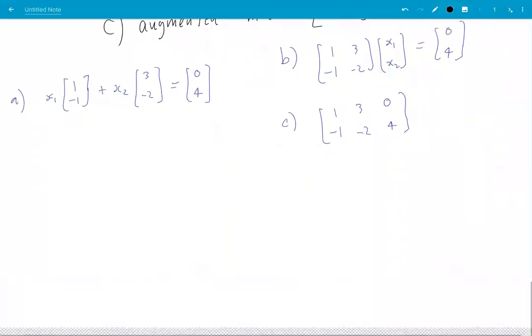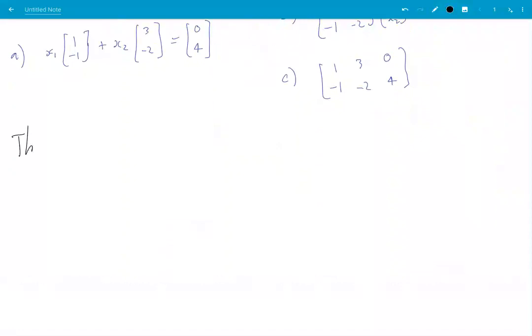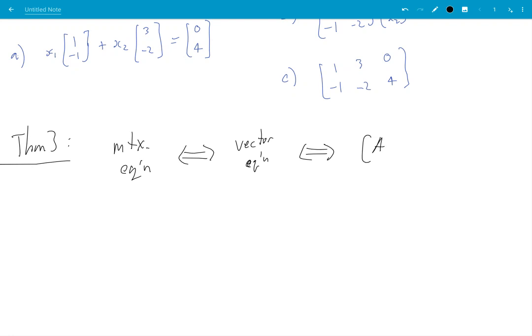Okay, so theorem 3 summarizes what we've been talking about. It just says a matrix equation is logically equivalent to a vector equation, which is logically equivalent to this augmented matrix.